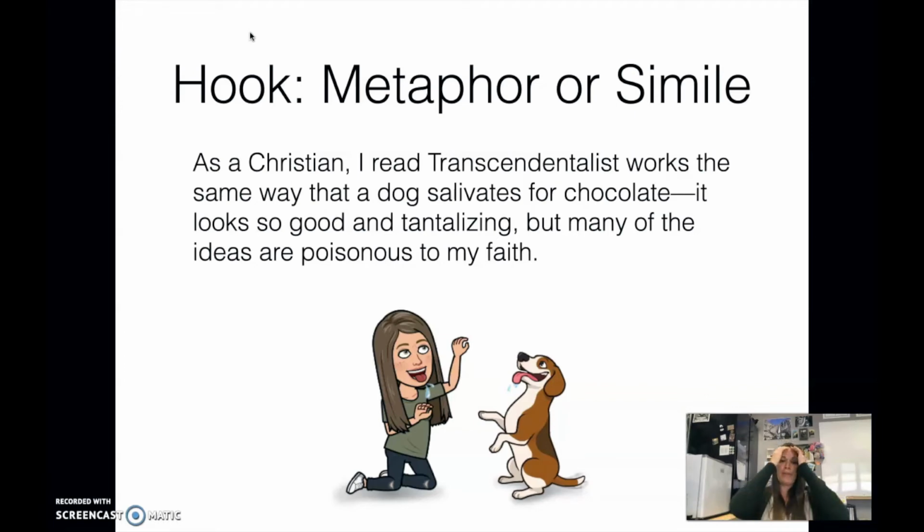It should be original. For example, as a Christian, I read transcendentalist works the same way that a dog salivates for chocolate. It looks so good and tantalizing, but many of the ideas are poisonous to my faith. So I made a comparison between how I read transcendental works and a dog salivating for chocolate, which of course is not good for dogs, and so that's saying that the transcendentalist works are not good for me as a Christian.